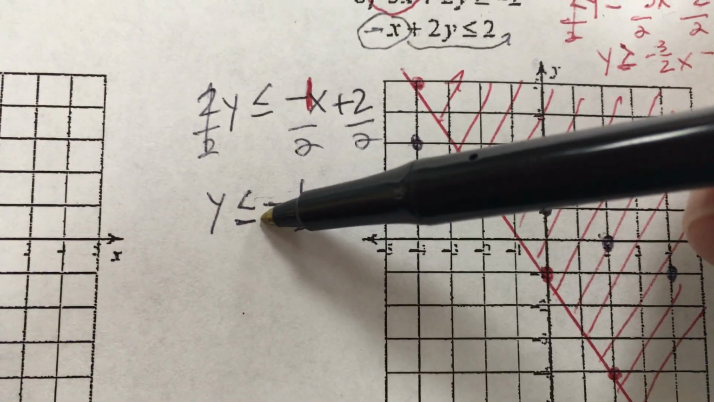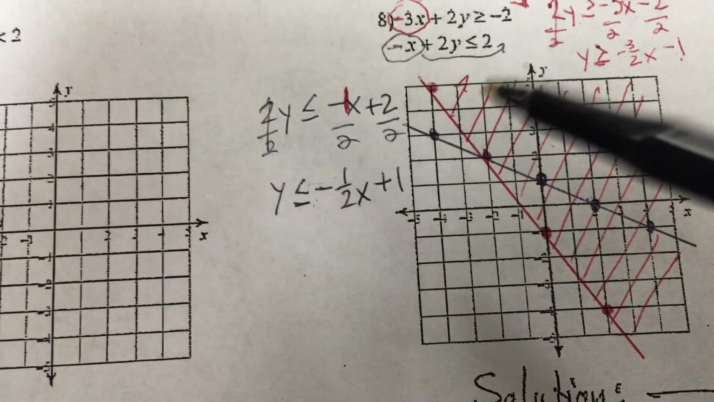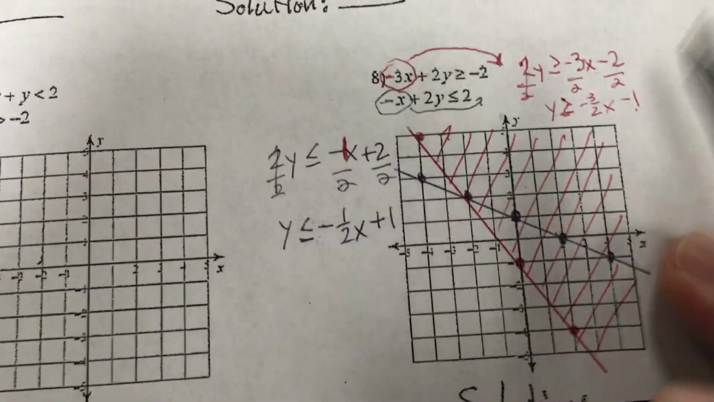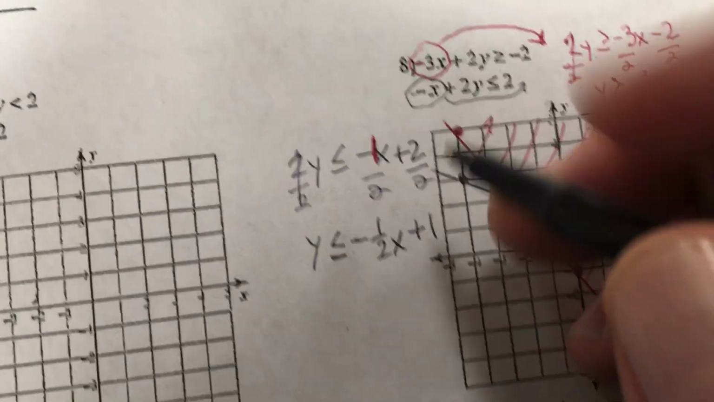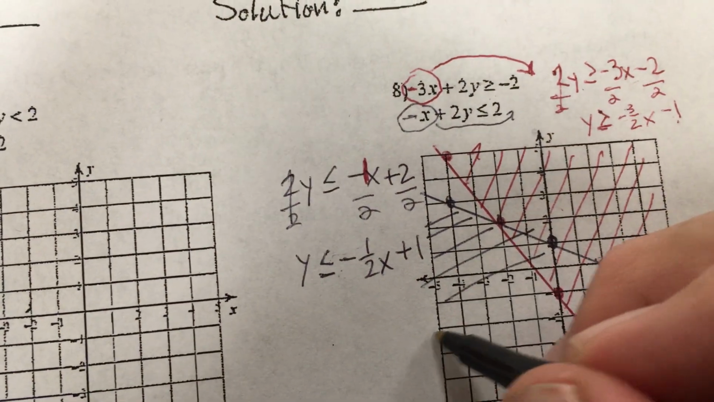Again, we have an equal to sign, so that means I'm going to draw a solid line. If the equal to sign wasn't there, it would be a dashed line. So let me get this here. Let's draw the line. Okay, line was drawn. Now I need to shade the part with the answers. I have a less than symbol. That means I'm going to shade below this line. So I'm just going to draw all these lines in.